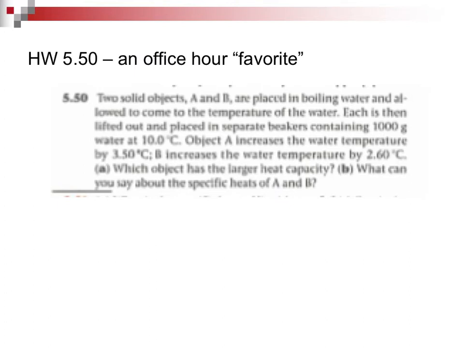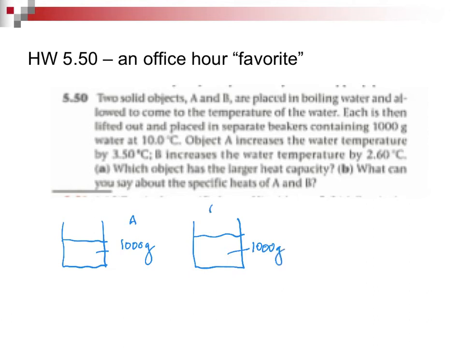So this was an office hour favorite, which is why I had to bring it up. Let's say we have heated up 2 objects. We then place them into 1,000 grams of water. We have object A, we're going to place in object B. And again, it's 1,000 grams of water. What does A do when we place it into water? It increases the temperature by 3.5 degrees centigrade. What does B do when we place it into water? It increases the temperature by 2.6 degrees centigrade.